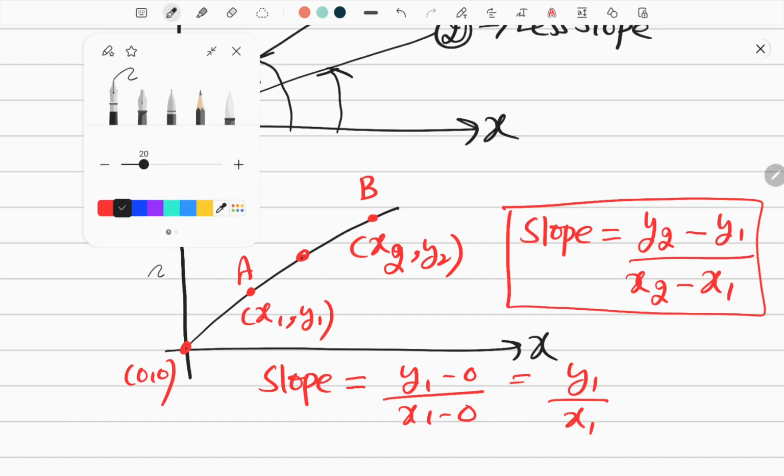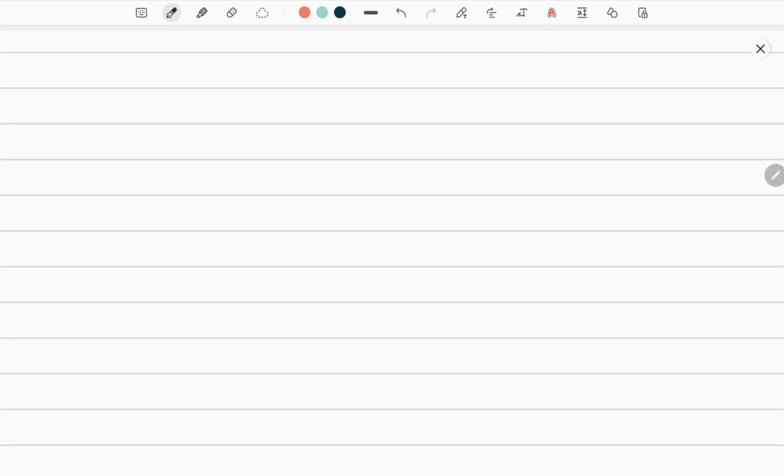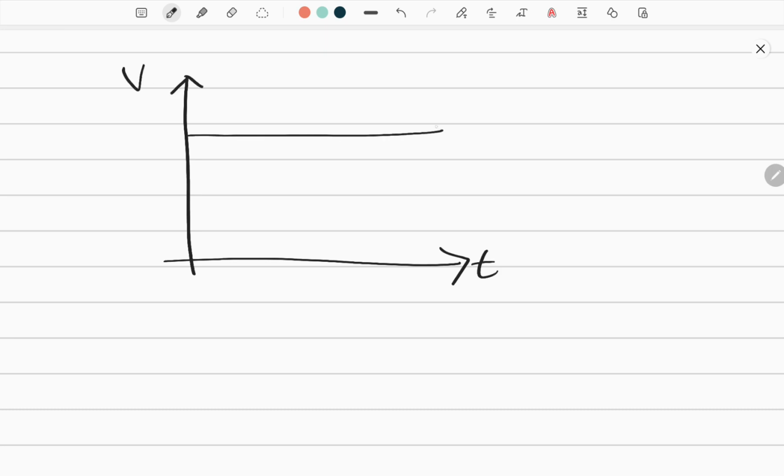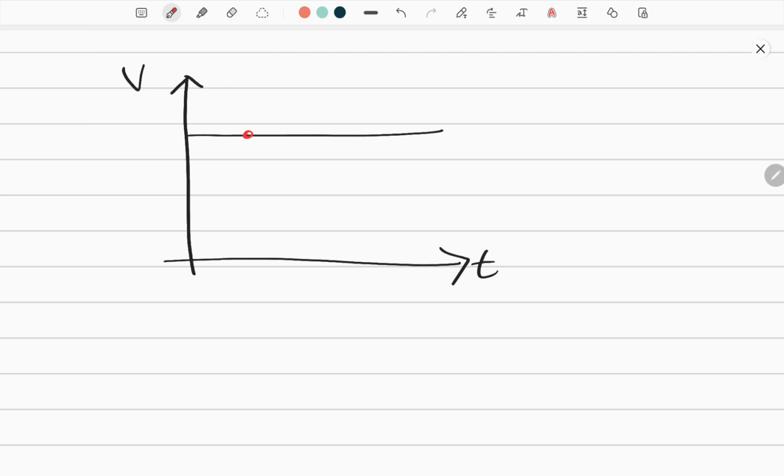Now, how will that slope be helpful in a vt graph? Let us have a look at that. For example, we have got one vt graph. Look at this, this is t and this is v. Now for example, the graph is like this. If we want to find out the slope, I have to choose 2 points. Look at this. This is the first point and this is the second point.